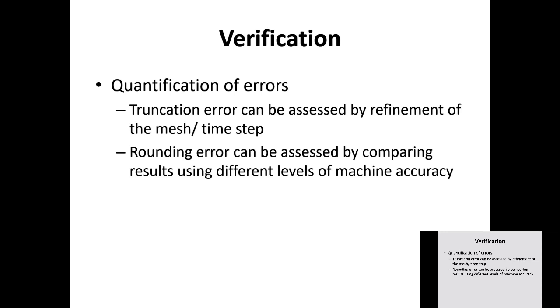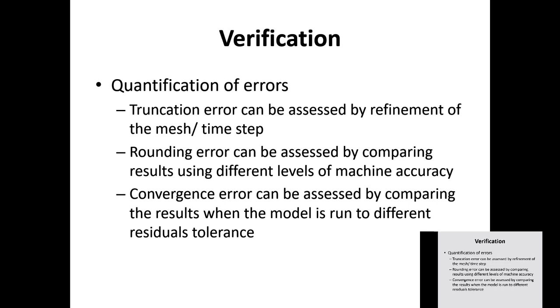So truncation error. We'll see how we can reduce the errors. The truncation error can be assessed or reduced by refining the mesh and the time step. And rounding errors can be reduced by having a larger memory, so that you can go double precision.